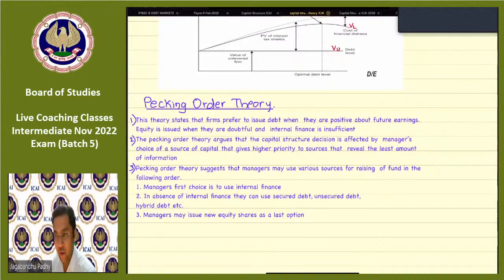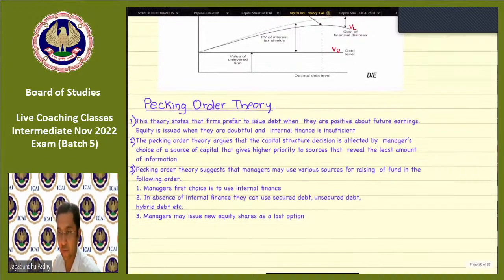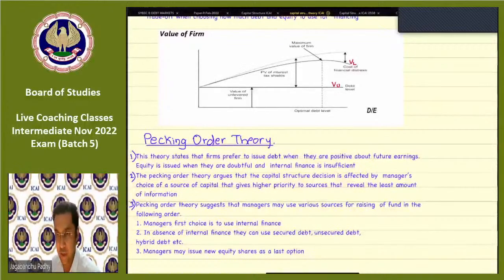Under trade-off theory, the value of the levered firm is showing the traditional approach and the value of the unlevered firm is showing no approach. Yeah, Shreya, you can say in that sense.